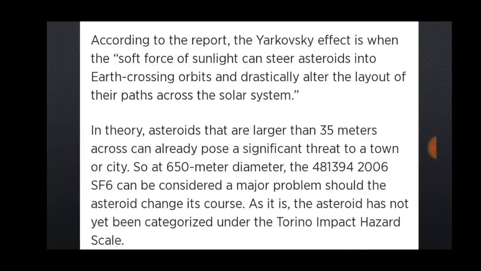Okay, according to the report, the Yarkovsky effect is when the soft force of sunlight can steer asteroids into Earth-crossing orbits and drastically alter the layout of their paths across the solar system. So they're basically saying that this thing could hit Earth without saying it, okay? In theory, asteroids that are longer than 35 meters across can already pose a significant threat to a town or city. So at 650 meter diameter, the blankety blank can be considered a major problem should the asteroid change its course. As it is, the asteroid has not yet been categorized under the Torino Impact Hazard Scale.